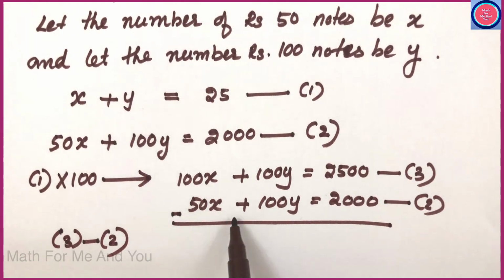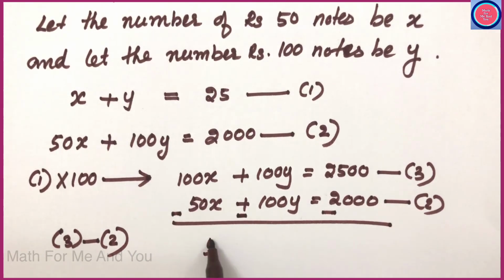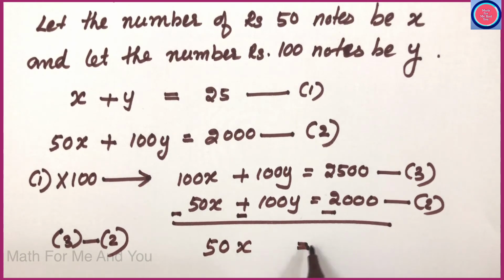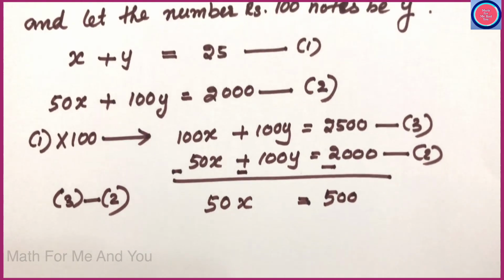100 minus 50, and 100 minus 100. Also 2500 minus 2000. 100 minus 50 is 50x. The y terms cancel. 2500 minus 2000 is 500. So 50x equals 500.